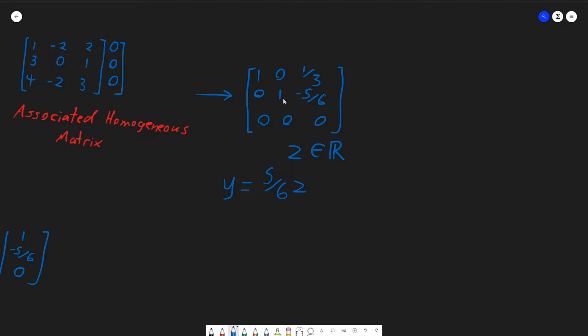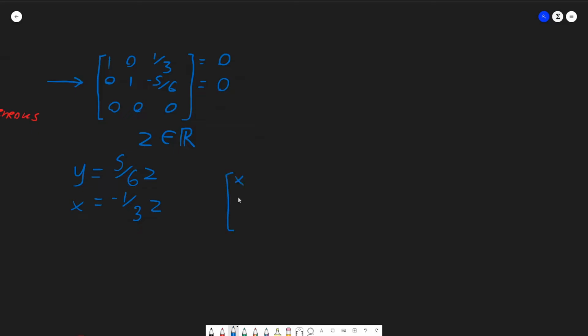Based on this equation here, this says that y minus 5/6 z equals 0. Similarly, x is equal to negative 1/3 z. And so the solution set for this is going to look like the following. So x, y, z, we write it in a vector, is equal to the set z times the vector negative 1/3, 5/6, 1, where z is any real number.